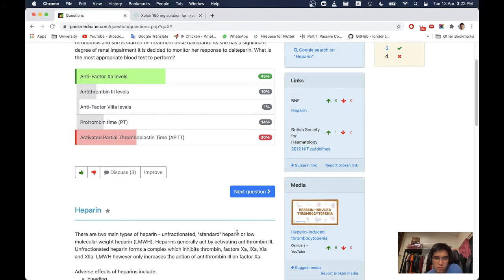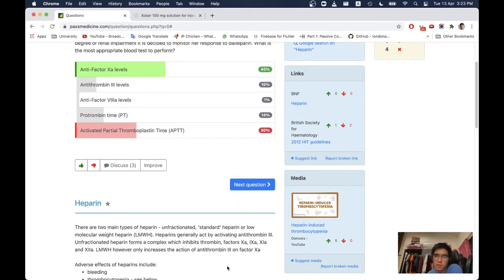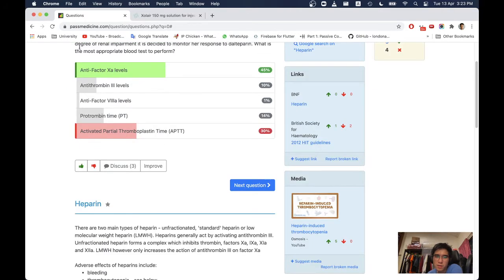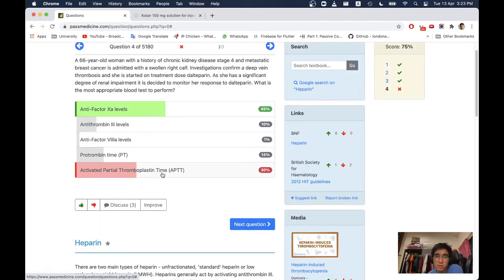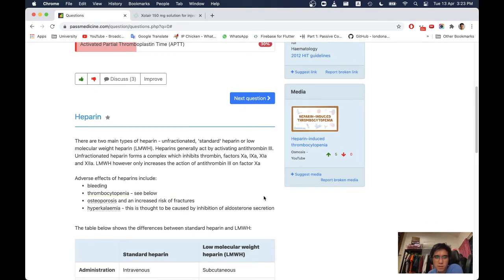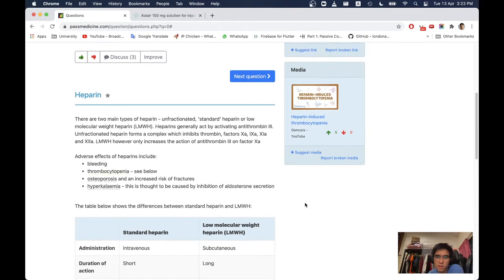Activating antithrombin 3, increased action of antithrombin 3 on factor 10A. But 10A is in a common pathway. But you can measure anti-factor 10A levels. Adverse effects of heparins include bleeding, thrombocytopenia, severe osteoporosis, and increased risk of fractures, and hyperkalemia. This is thought to be caused by inhibition of aldosterone secretion.